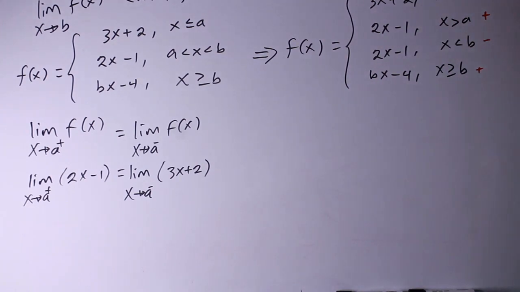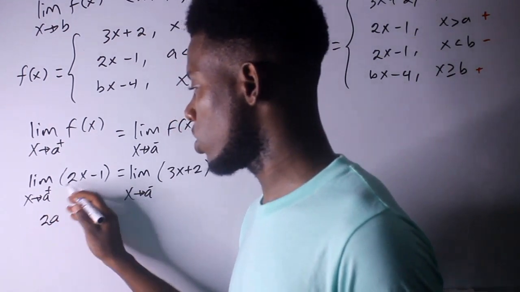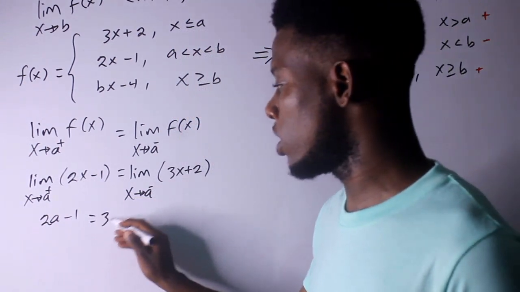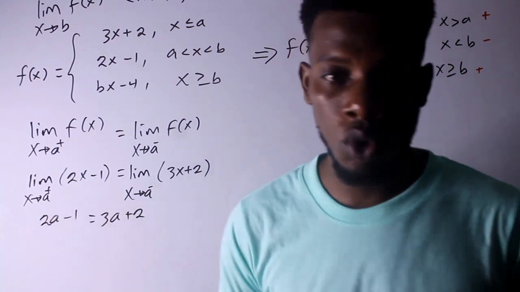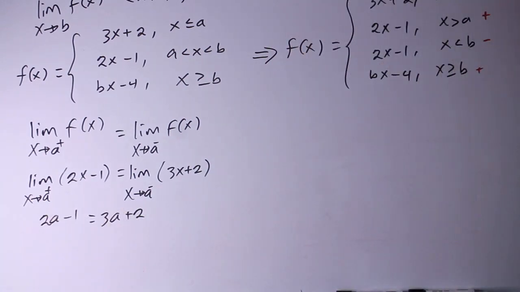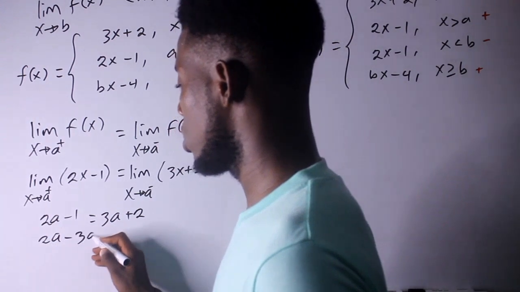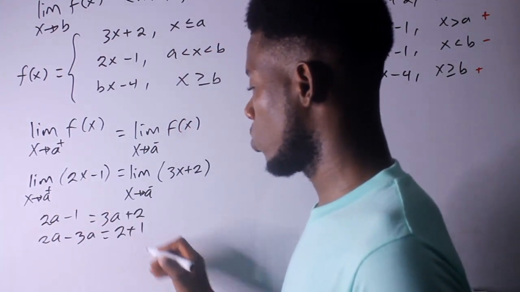You have to do direct substitution in order to simplify. So we apply direct substitution right here. We have 2a, replacing x now with a. 2a minus 1 is equal to, replace x with a, you have 3a plus 2. To solve for a, you have to collect like terms and then solve for a. So to collect like terms, we send the 3a across. So we have 2a minus 3a is equal to, the 2 remains here, this goes across, it becomes plus 1.